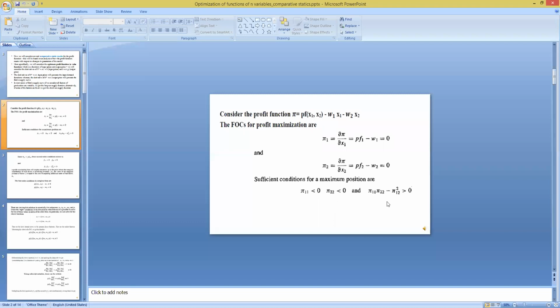And then the second order derivative, pi 1,1 pi 2,2 minus pi 1,2 squared, will be greater than 0. So we are considering H, that is the Hessian determinant. We are considering principal minors of the Hessian determinant. Do you have any questions still now?